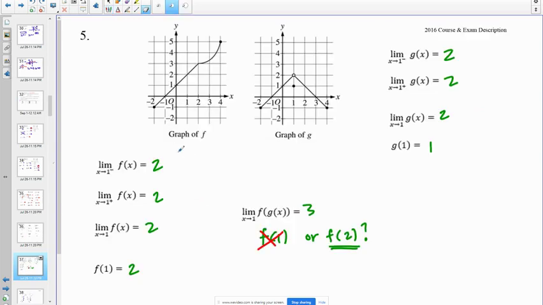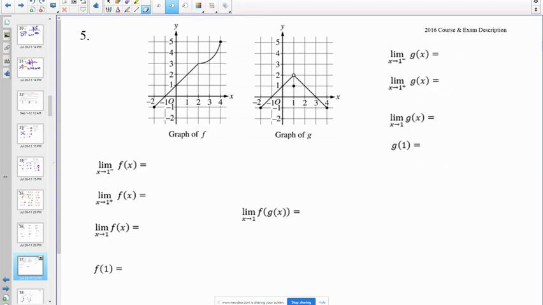Okay, so let's look at this problem. This one's a little bit tougher. There's two graphs here. There's an f graph and a g graph. And first I want the limit of f of x as x approaches 1 from the left. So if I approach 1 from the left, I can see that answer is 2. If I approach 1 from the right, I can see that that y value is 2. So if those two are the same, then when I drop the plus and negatives, this limit is 2.